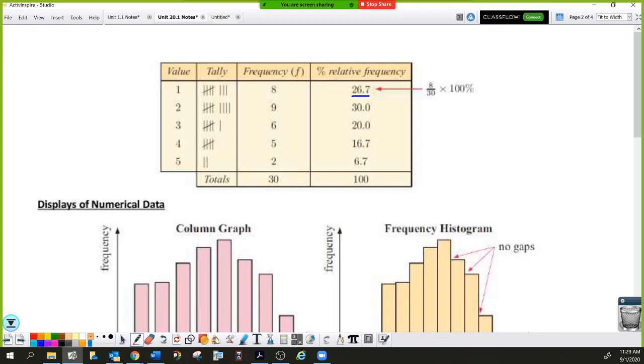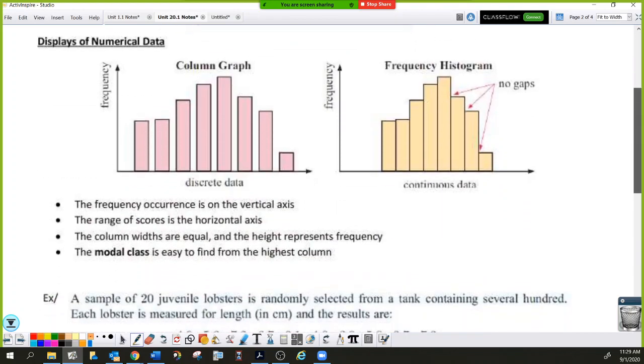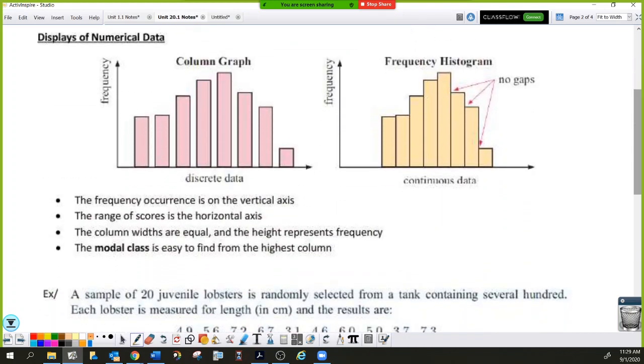Down below, we have two types of bar graphs that you are not allowed to say bar graph in your IA. It will hurt you. They're not bar graphs. These are, what do we call them? They are histograms. That's the word I was looking for.